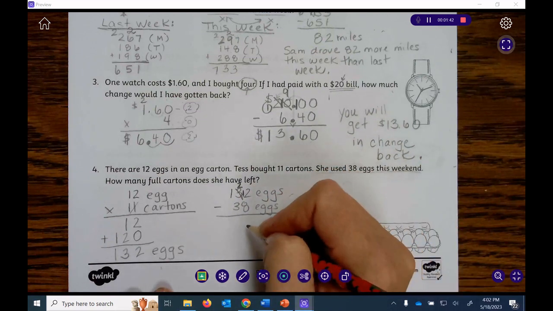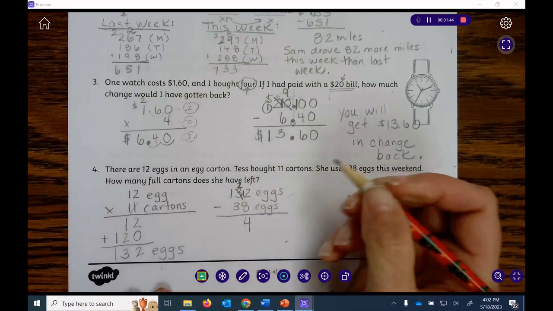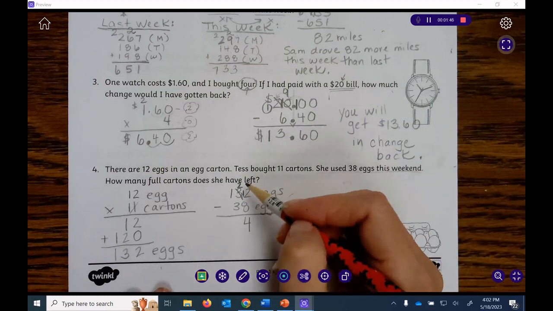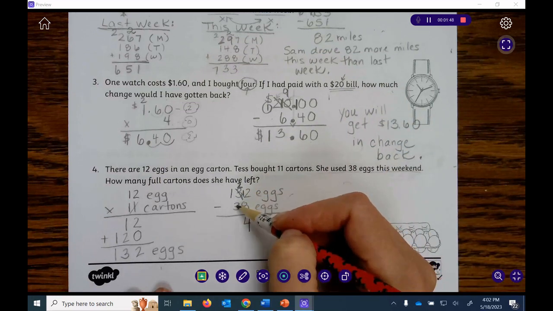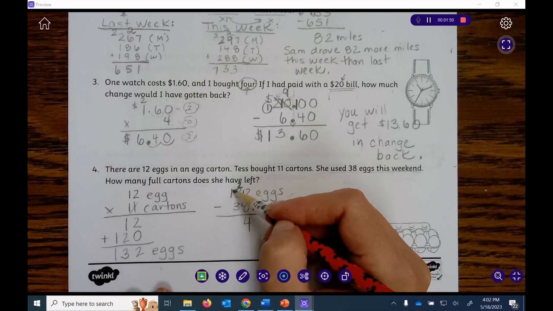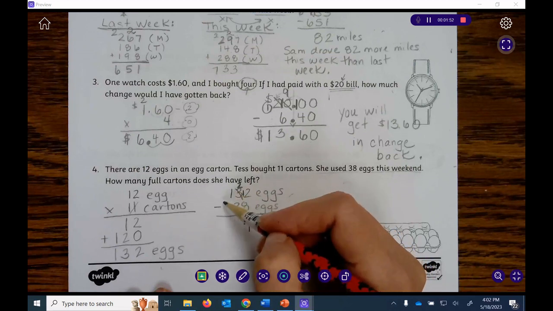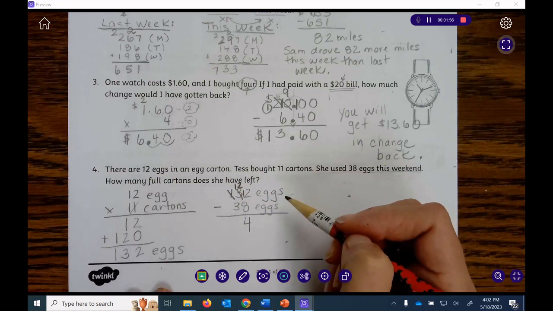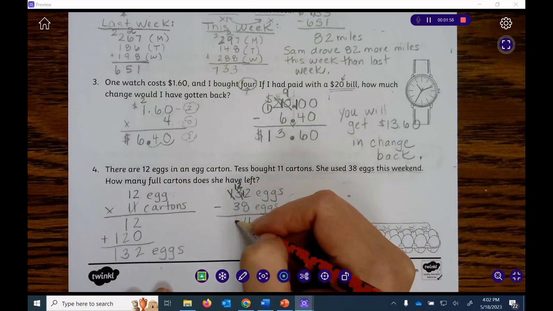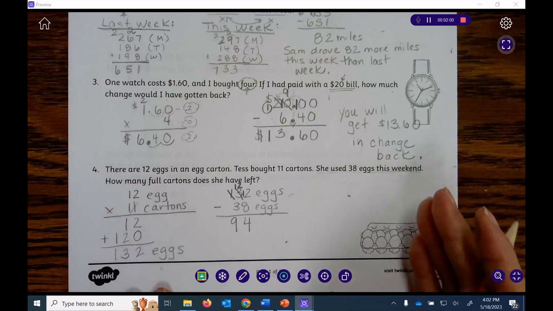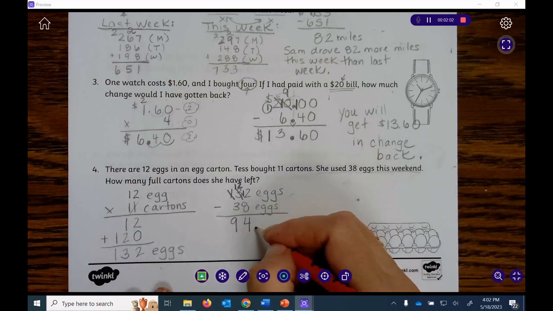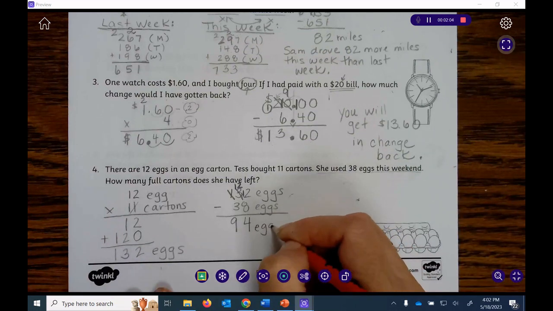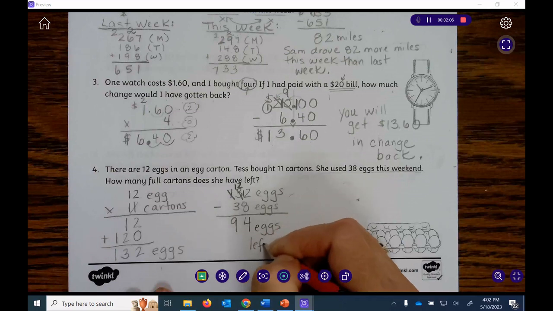12 take away 8 equals 4. Now you cannot have 2 and take away 3. You can consider this a 12 if you actually want to show the borrowing. You can borrow here and make that a 12. 12 take away 3 equals 9. So after she uses the eggs, she has 94 eggs left over.